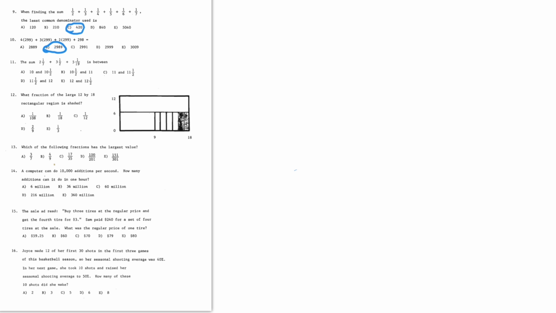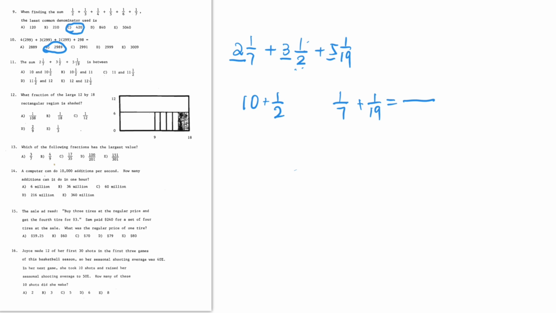Number 11. The sum 2 and 1/7 plus 3 1/2 plus 5 and 1/19 is between what? The integer part is 10. For the fraction part, first we use the 1/2. And for 1/7 plus 1/19, that's 7 times 19, that's 133. And 1 times 19, so plus 1 times 7, that's the 7.